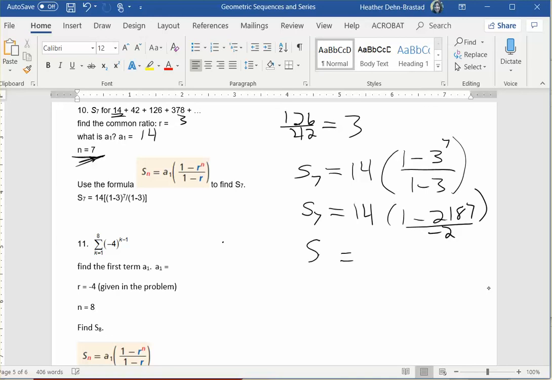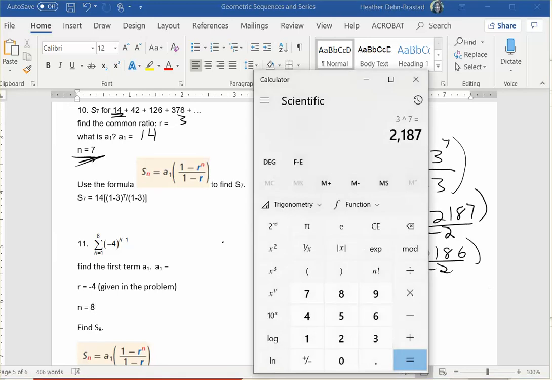Don't try to do too many steps at once here. So 1 minus 2,187 is negative 2,186. And that's divided by negative 2. So negative 2,186 divided by negative 2 will be a positive number, 1,093.